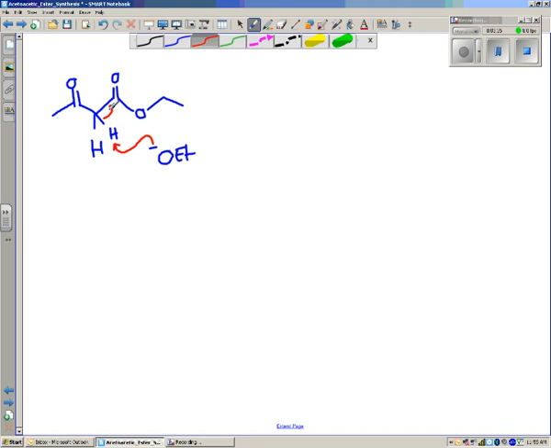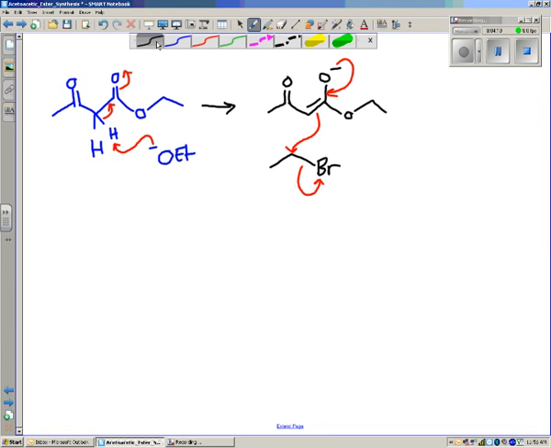Base grabs the hydrogen, forms the enolate, and in the last video I talked about you guys drawing out resonance structures for this enolate. So I'm going to assume that you guys can do it. Here is one representation of our enolate. And then we have our alkyl halide. Let's say it's our 2 carbon alkyl halide again. The electrons from the oxygen come back down. This bond breaks, and the electrons from this carbon attack the carbon from the alkyl halide.